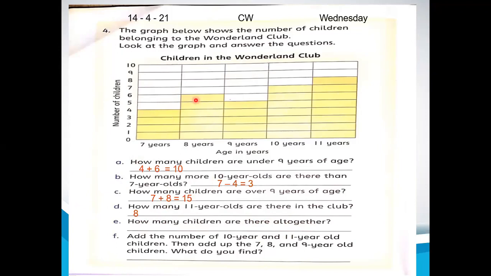6 students have 8 years age. 5 students have 9 years age. 7 students have 10 years age. And 8 students have 11 years age. So what you will do, you will add all these numbers of students. You will get the total number of children in the class.